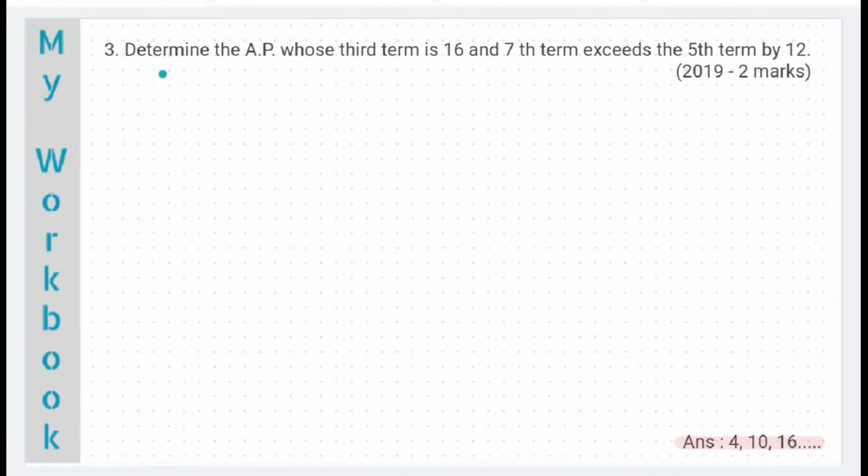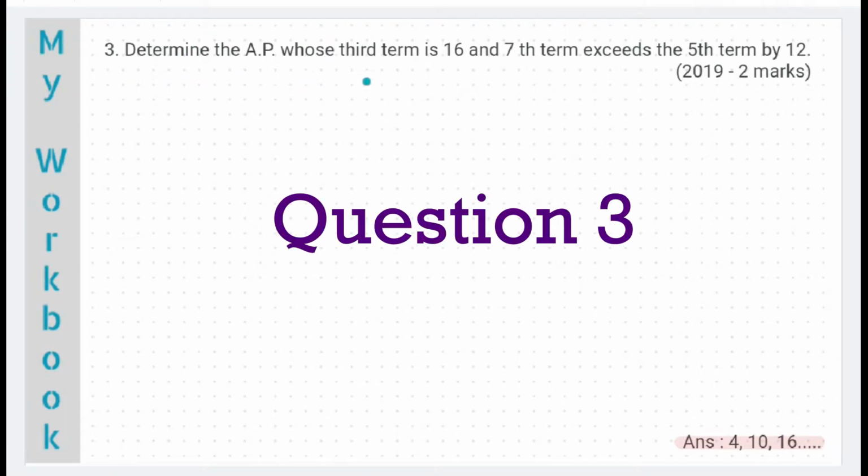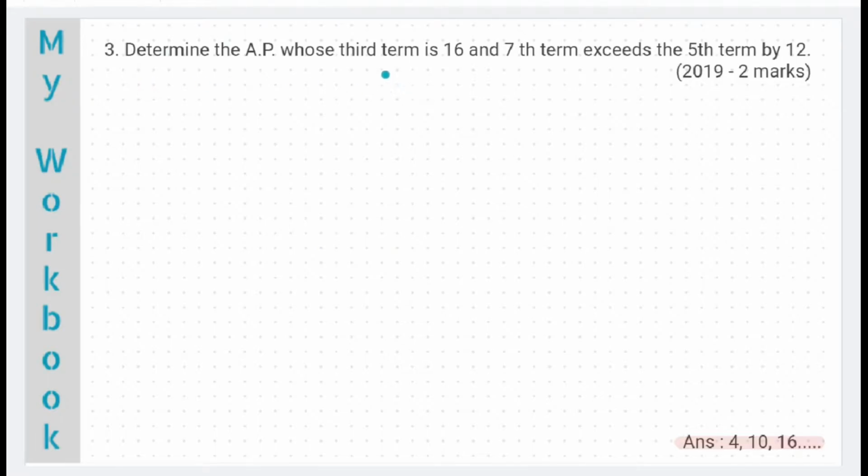Question number 3. Determine the AP whose third term is 16 and seventh term exceeds the fifth term by 12. 2 mark question from 2019. So the third term is 16. A of 3 is 16. Seventh term exceeds fifth term by 12. A of 7 minus A of 5 is equal to 12.